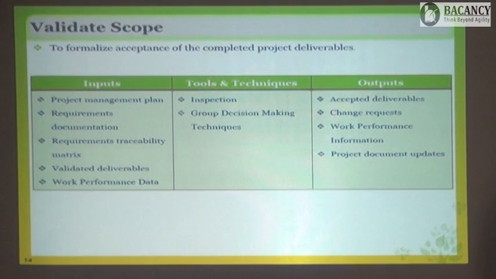So we have 3 stages of a deliverable. First is coming from do. That is our simple deliverable. Then coming out of quality control, this is your verified or validated deliverables.